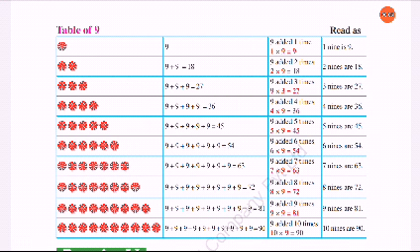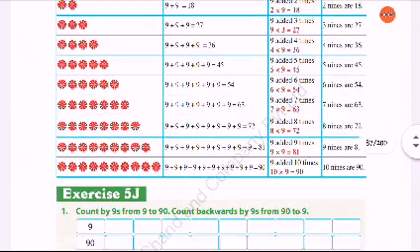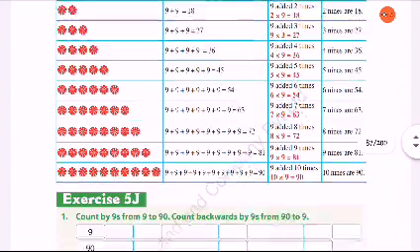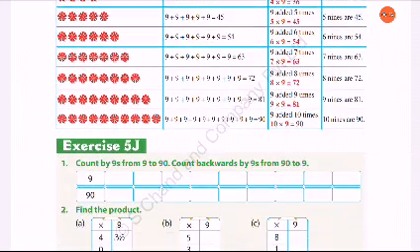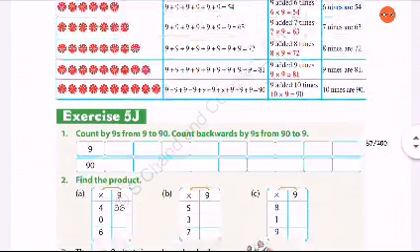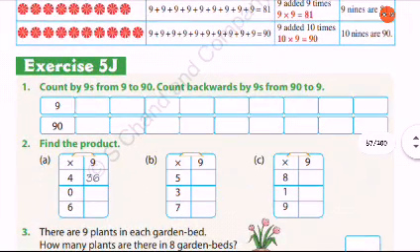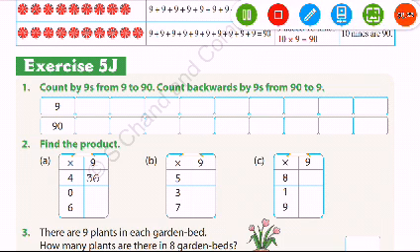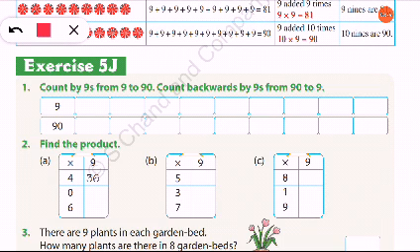Now we are going to start our new exercise 5J. Before it you have to learn the table of 9, and then you have to start the exercise, and then you can do the questions very easily. Same as you have done before, you have to write the table in the given boxes. So count the table of 9.